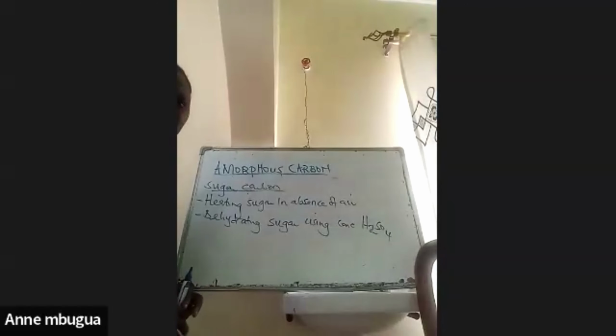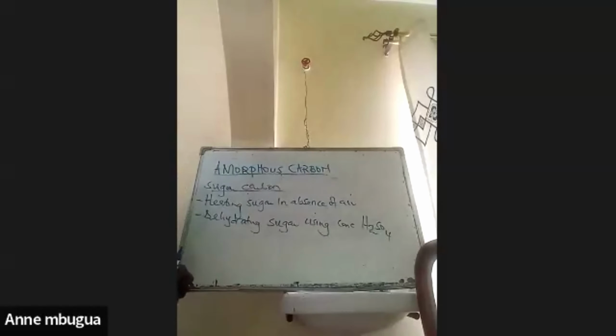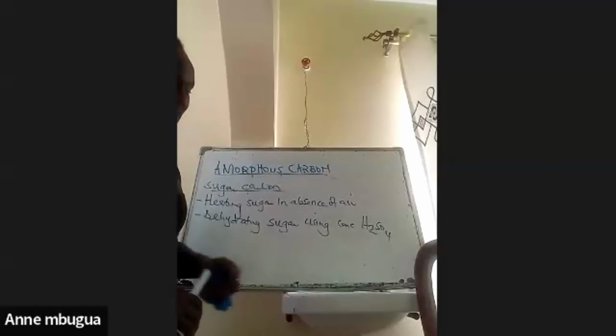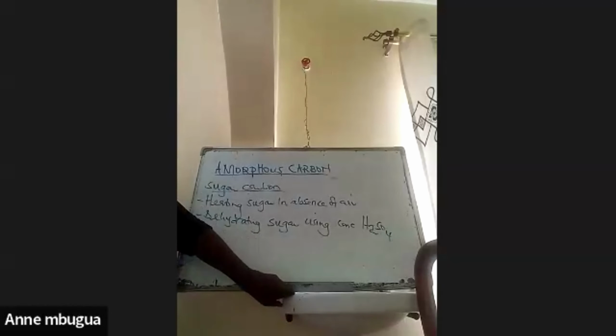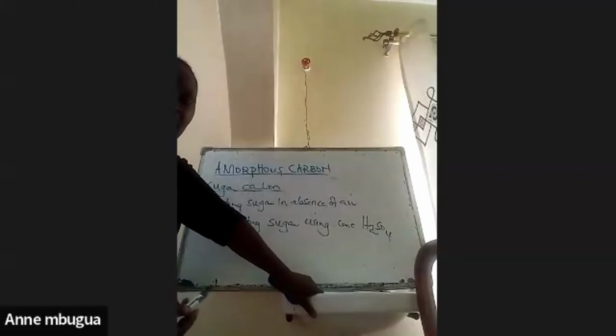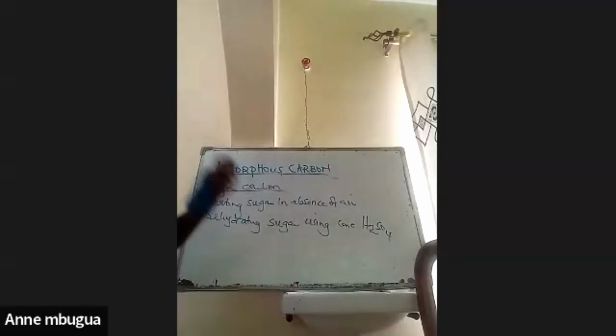Sorry for the disruption. I was discussing the last amorphous form of carbon, and that is the sugar carbon, and how it is made. I said it's made by heating sugar in a limited supply of air. It can also be made by dehydrating sugar using concentrated sulfuric acid.